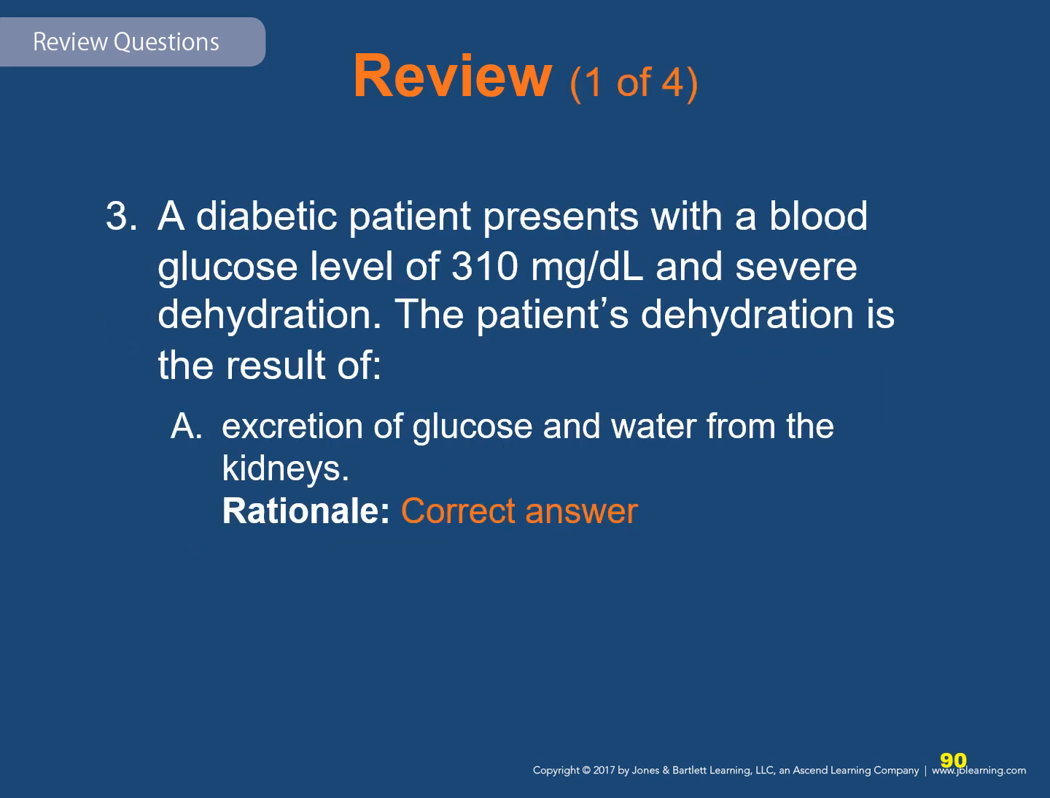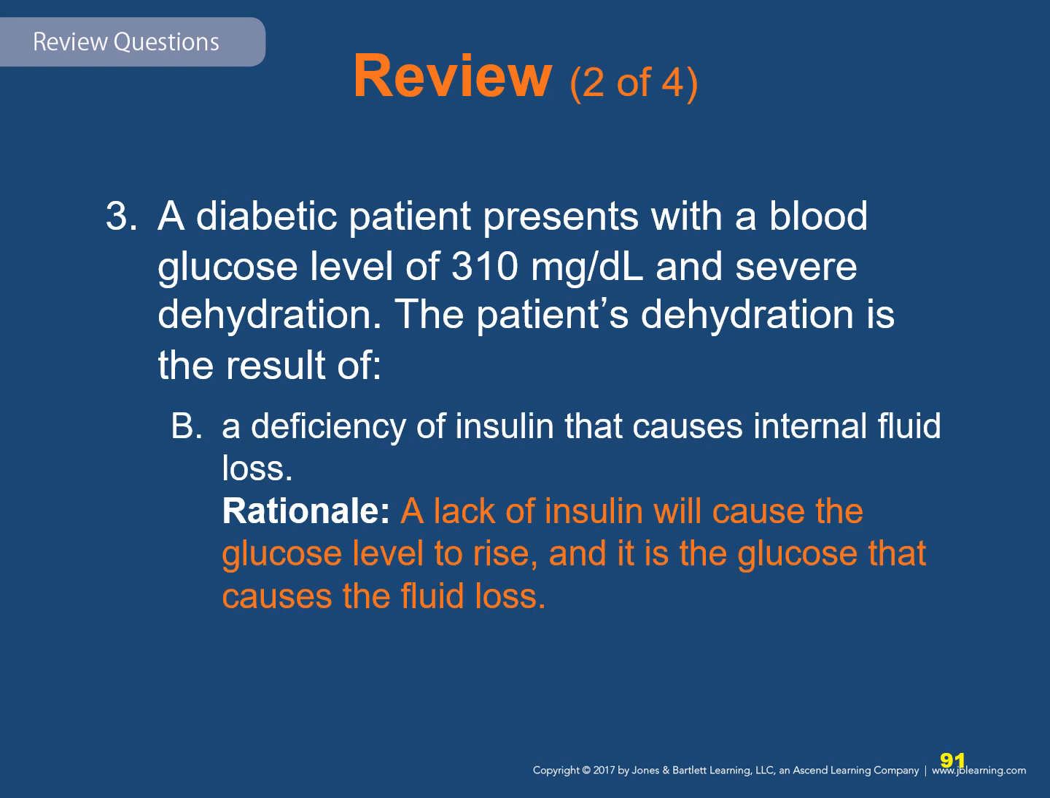Just to review, a diabetic patient presents with a blood glucose level of 310 milligrams per deciliter and severe dehydration. The patient's dehydration is the result of A, excretion of glucose and water from the kidneys, and that is the correct answer. B, a deficiency of insulin that causes internal fluid loss. That's incorrect because a lack of insulin will cause the glucose levels to rise, and it's the glucose that causes the fluid loss. So that's the incorrect answer.